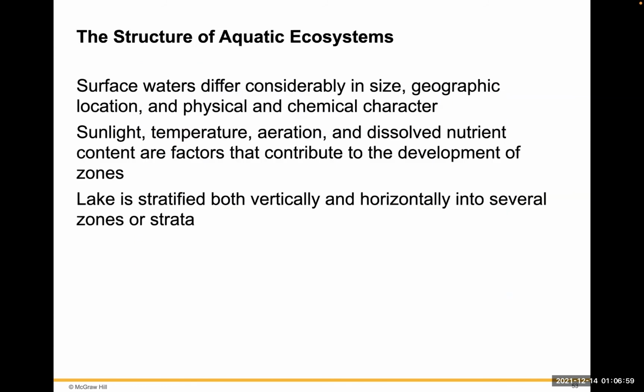Okay. Surface waters differ considerably in size, geographic location, and physical and chemical character. Sunlight, temperature, aeration, and dissolved nutrient content are factors that contribute to the development of zones. The lake is stratified both vertically and horizontally into several zones or strata.